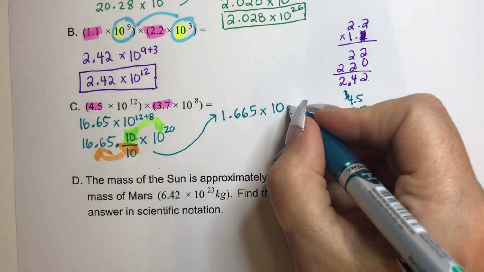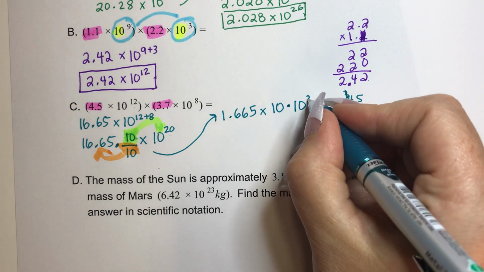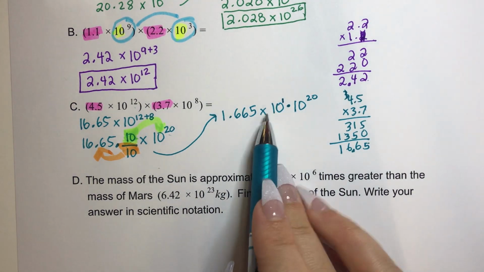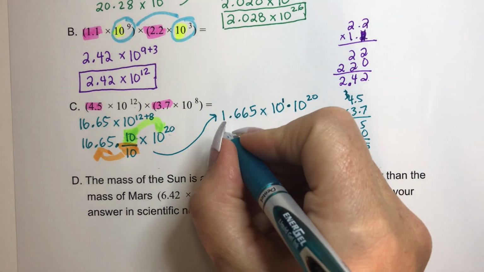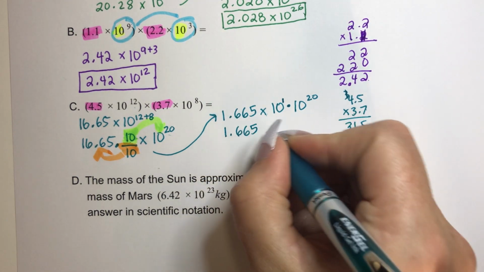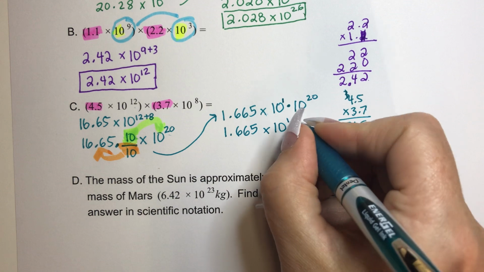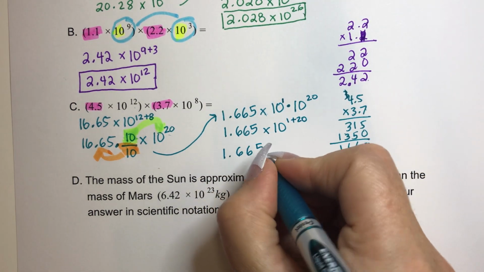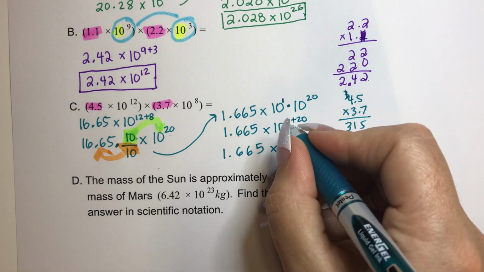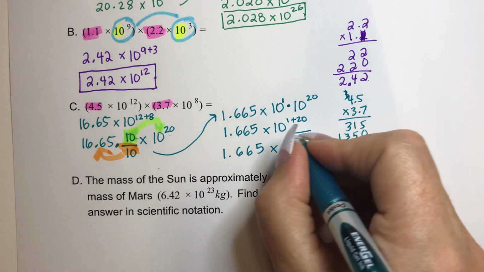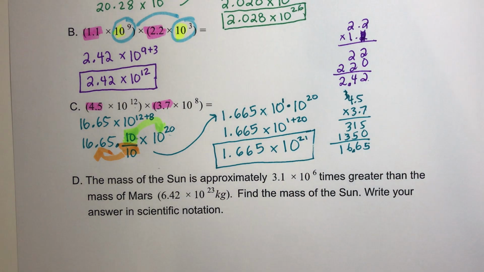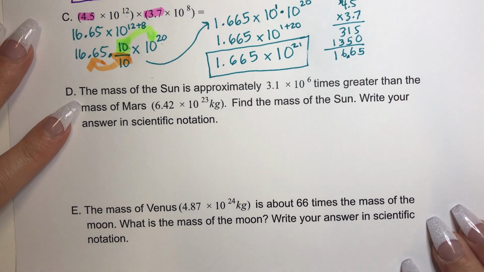Oh, times 10. I'm multiplying by 10 and then 10 to the 20th, right? This is 10 to the first. So I'm multiplying. That's going to be that product rule. So 1.665 times 10 to the 1 plus 20, which ends up being 1.665 times 10 to the 21st power. And there is our answer in scientific notation. All right, perfect. Now let's go ahead and look at some story problems.